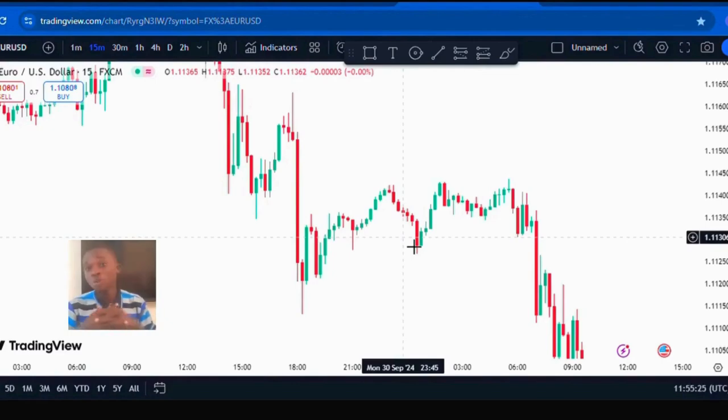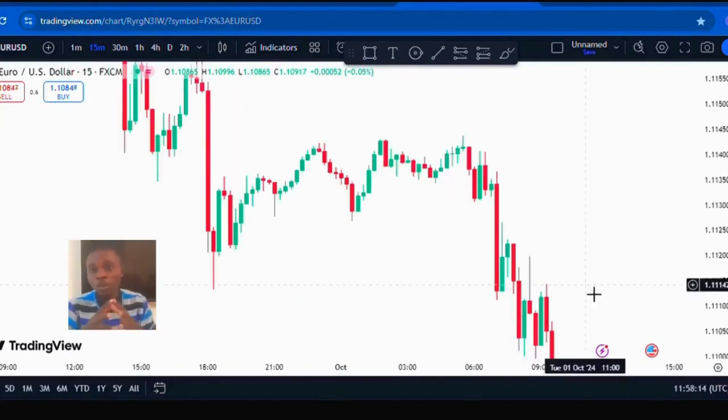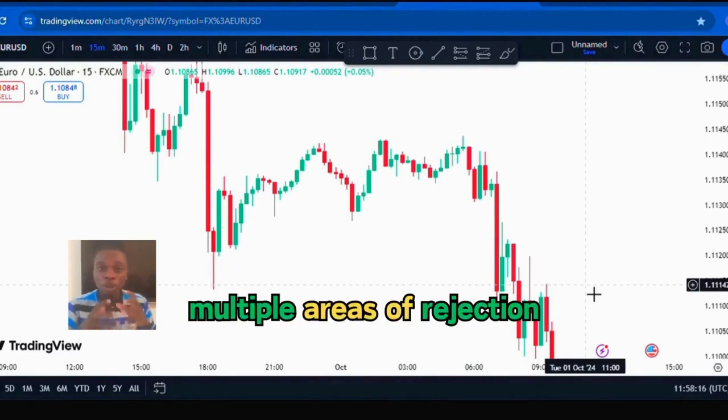Now I'm going to be showing you how to draw a perfect support and resistance. Before you can draw a perfect support and resistance, there are four things I have here that you should consider as a trader. To draw a perfect support and resistance, you should mark multiple areas of rejection.